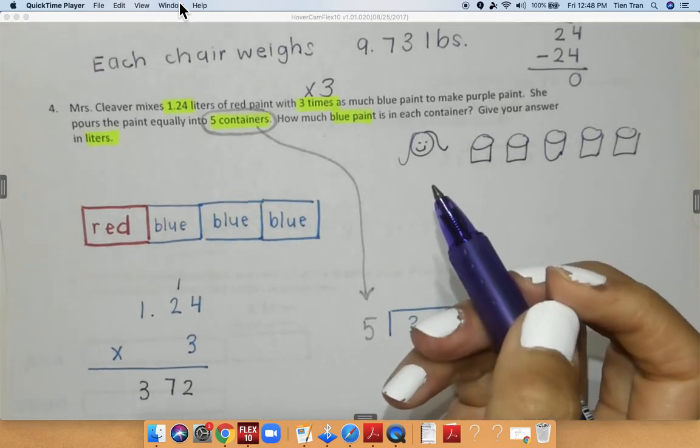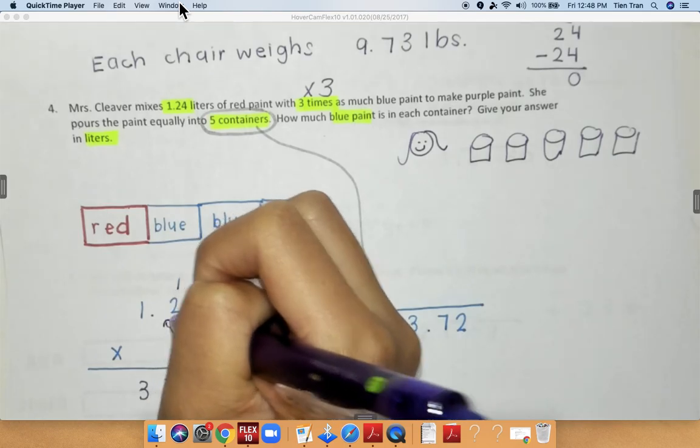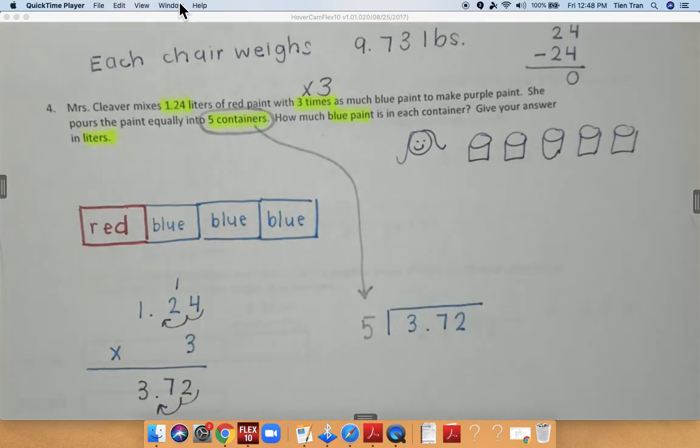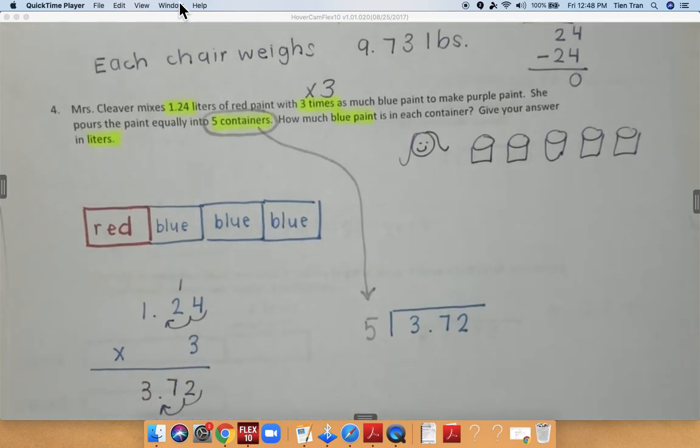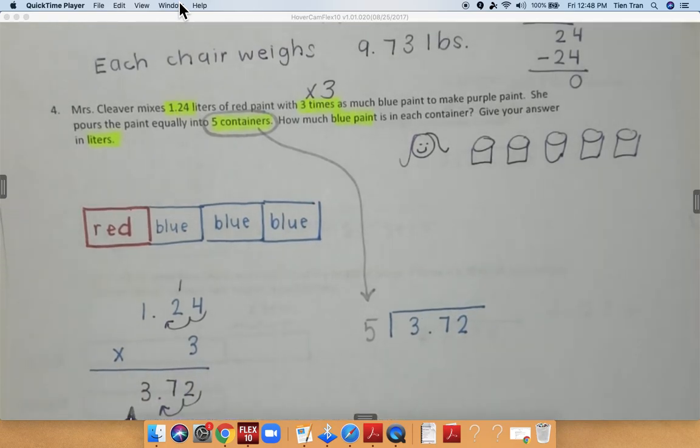Now I need to make sure that I am moving my decimal over twice. And I know that I'm moving it over twice and not one time. I'm thinking in my head, 1 times 3 is equal to 3. So my answer is not going to be 37. It's going to be closer to 3. So that's where my decimal is going to go.